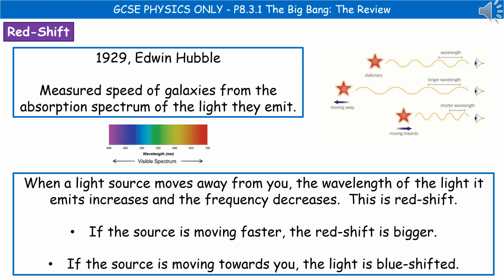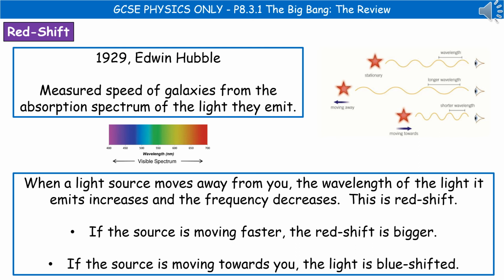The second key piece of evidence we need to know about is the work of Edwin Hubble back in 1929. What Edwin Hubble did was he measured the speed of galaxies from the absorption spectrum of the light that they emitted. So hopefully we know that the visible spectrum involves wavelengths of light of red, orange, yellow, green, blue, indigo and violet, as you can see in the picture in the middle there.